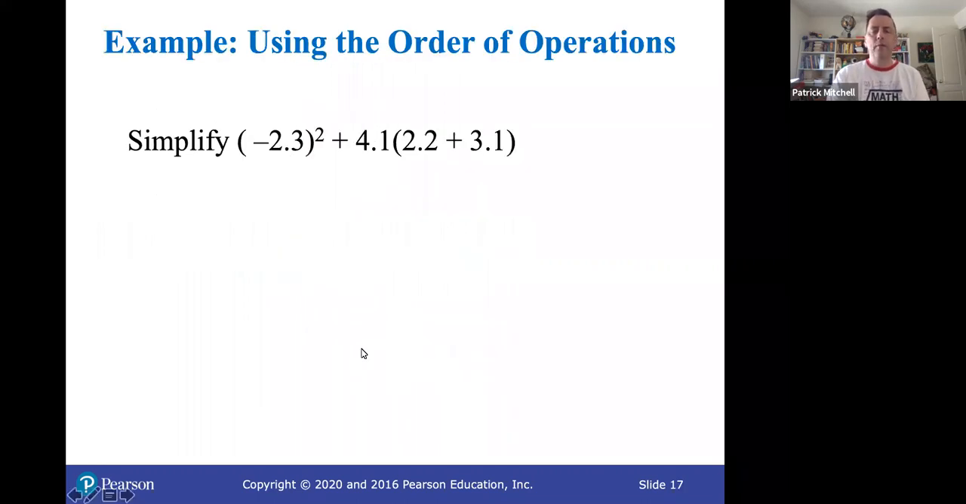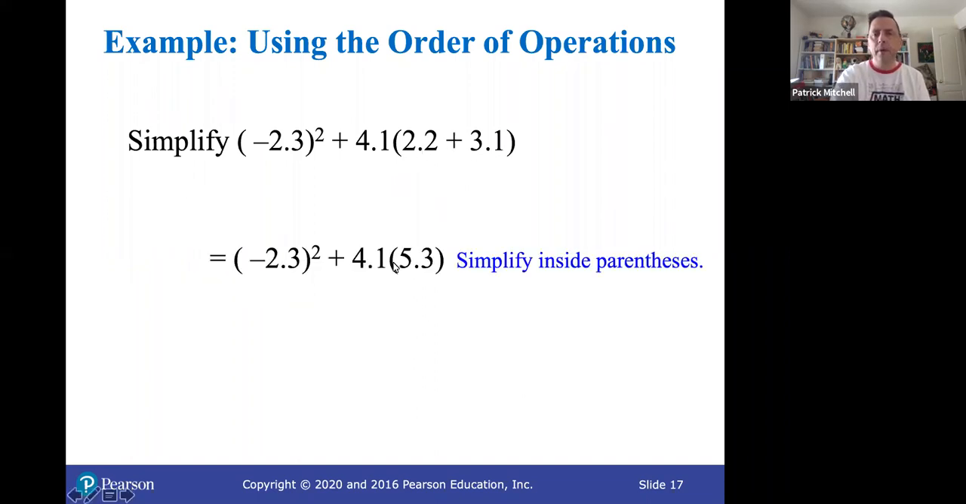All right, next we have the square of -2 and 3/10 plus 4 and 1/10 times the sum of 2 and 2/10 plus 3 and 1/10. Let's see what we have here. We have parentheses, so we should do what's in these parentheses first. 2 and 2/10 plus 3 and 1/10 is 5 and 3/10.